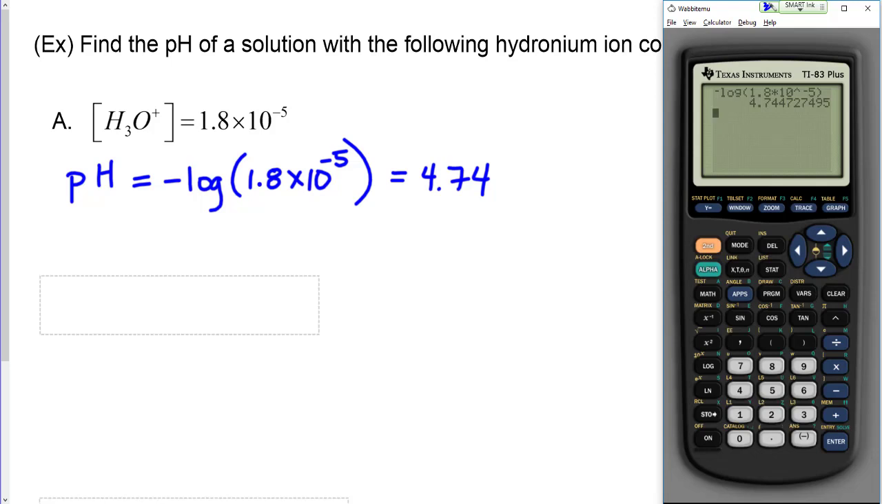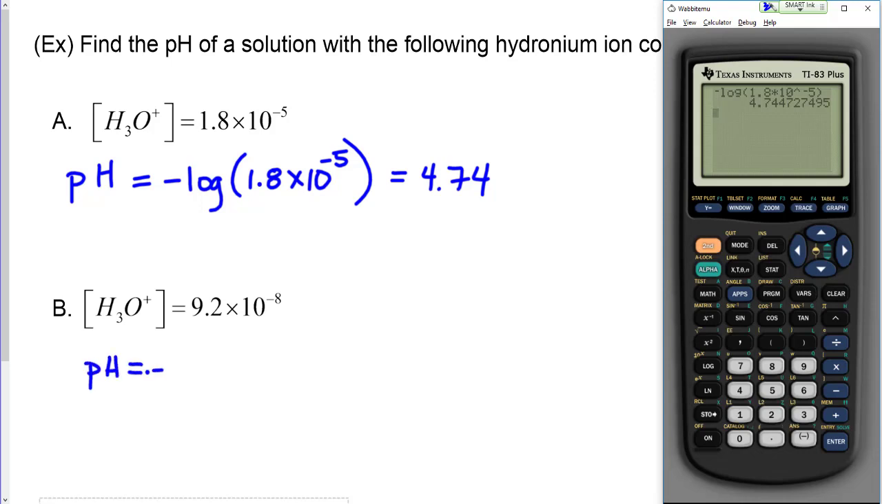Okay, next up, if we have a hydronium ion concentration of 9.2 times 10 to the negative 8th, then the pH should be the negative logarithm of 9.2 times 10 to the negative 8th.